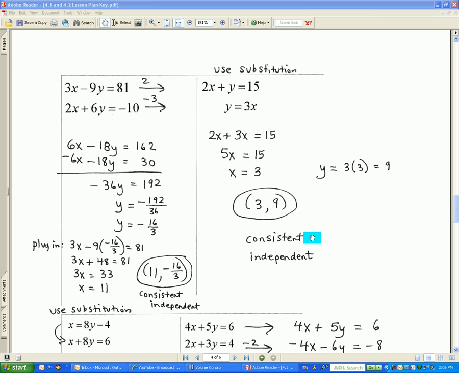Again, it looks like an x. There are 2 lines crossing there. It is both consistent and independent.